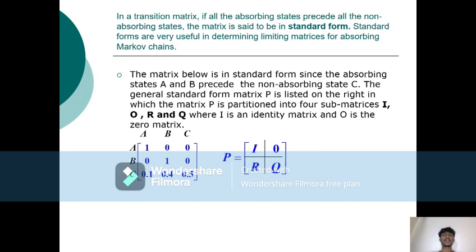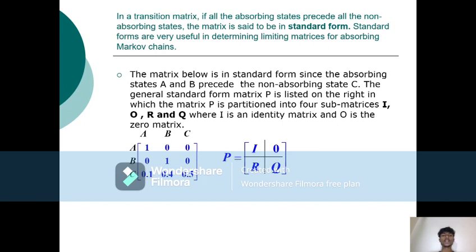In the transition matrix, if the absorbing states are written before all the non-absorbing states, the matrix is said to be in standard form. Standard form is very useful in determining the limiting matrix for an absorbing Markov chain. The matrix below is in standard form, since the absorbing states are A and B, and the non-absorbing state is C.